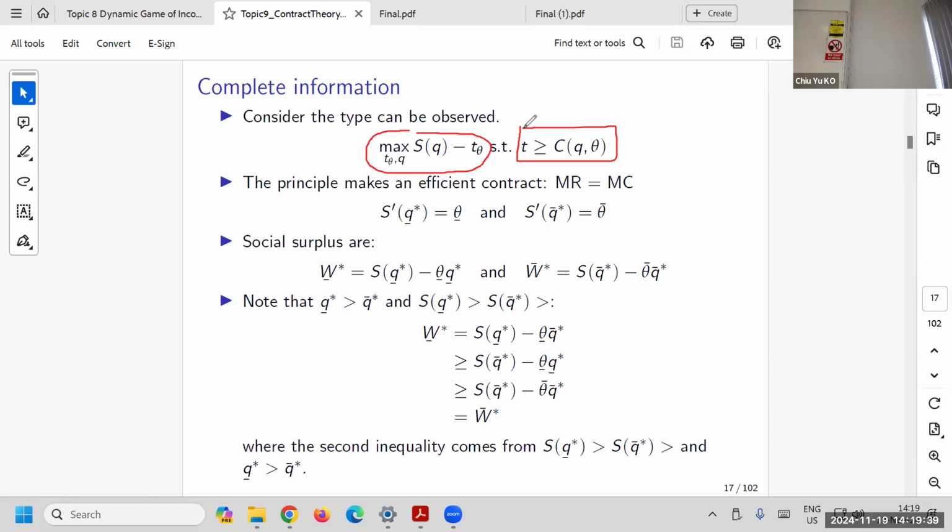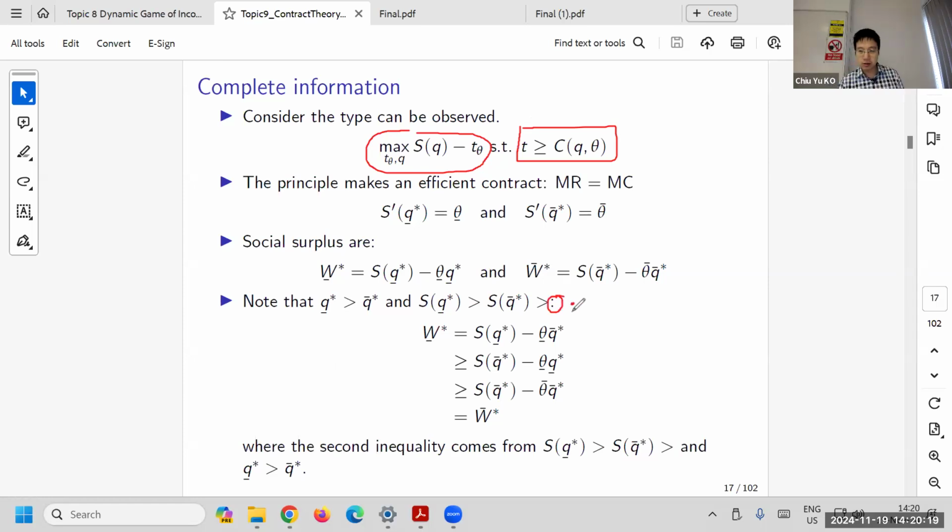And in that case, what is the social surplus? It will be the total money earned minus the payment. You can easily prove that if it is a low type, the social surplus is higher than when it's a high type. And the low-cost type's optimal production level is higher than the high-cost type's. And the surplus also, oh, sorry, this is 0 here. I think I missed the 0.